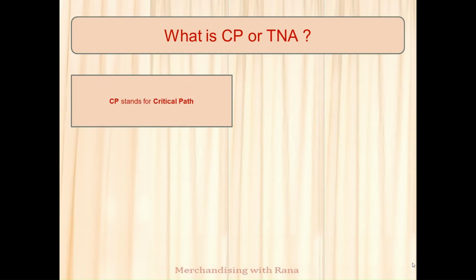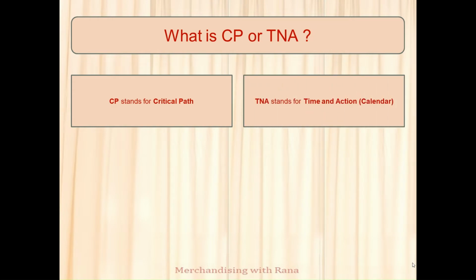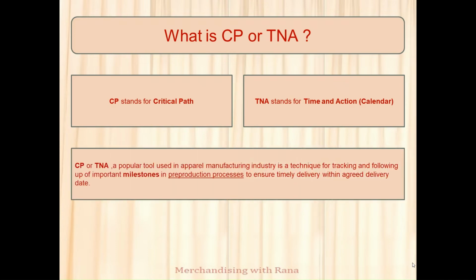CP stands for critical path and TNA stands for time and action calendar. Actually, both these terms are same. So, what is CP or TNA? It is a popular tool used in apparel manufacturing industry. It is nothing but a technique for tracking and following up the important milestone in pre-production process. Why? To ensure timely delivery within agreed delivery date.